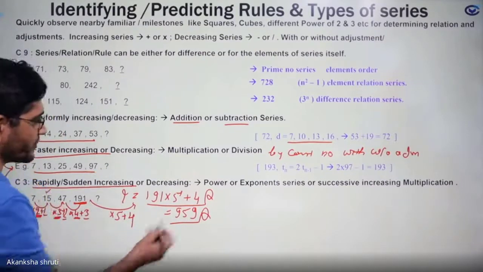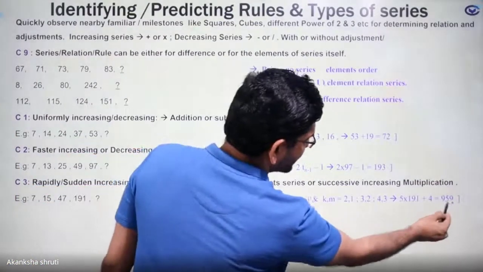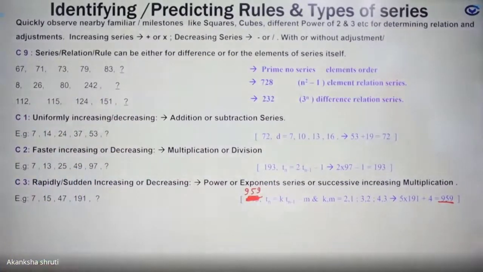Or the other could be the power series also. So both of these categories are very important things. So it is our 959. Okay, students, it is this one. Let us take the other example.